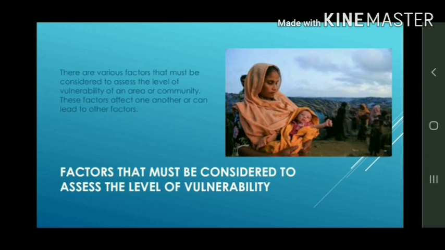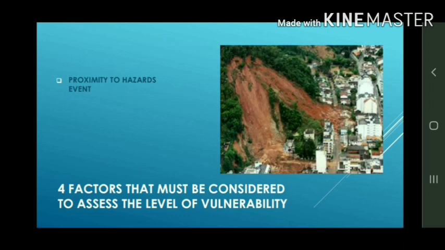There are various factors that must be considered to assess the level of vulnerability of an area or community. These factors affect one another. It can lead to other factors. We have proximity to hazard event. Okay? By the word proximity to hazard event, meaning that signifies the location of a certain community with respect to a hazard event.